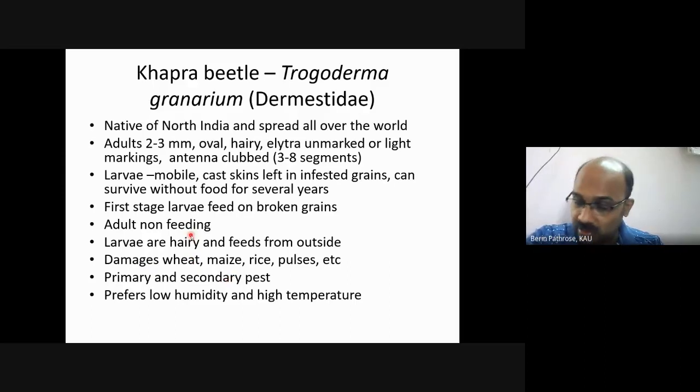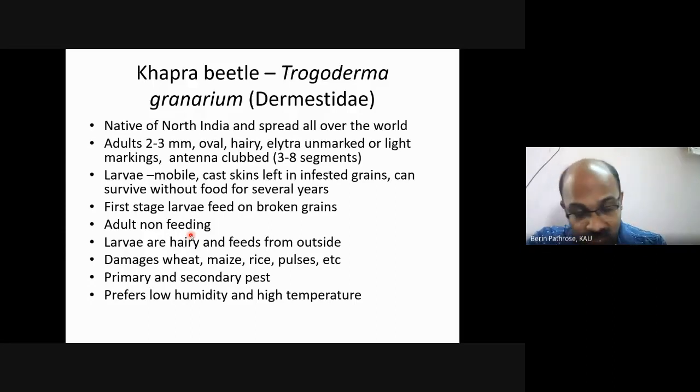The grubs are external feeders and hairy in nature, as shown here, and it mostly feeds on cereal grains: wheat, rice, maize, etc. And as I told, it prefers low humidity and high temperature. So Khapra beetle, Trogoderma granarium, the family is Dermestidae.